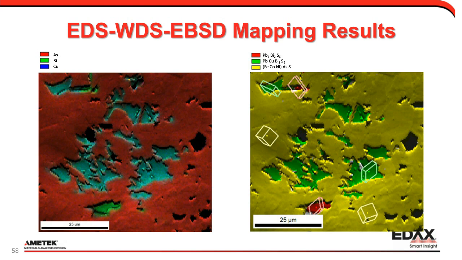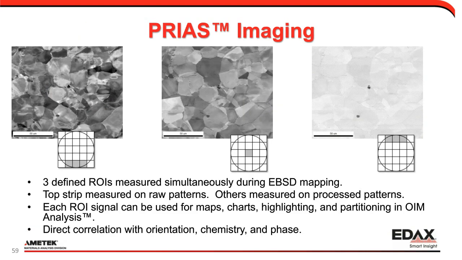The next thing I want to talk about is what we call our Prius imaging. And so Prius is a way of using the EBSD detector as an imaging signal detector. So the way I'm using it in this example is we've predefined 3 different areas on the phosphor screen, basically a bottom, a middle, and the top. We monitor the electron flux in those regions as we move the beam across the sample.